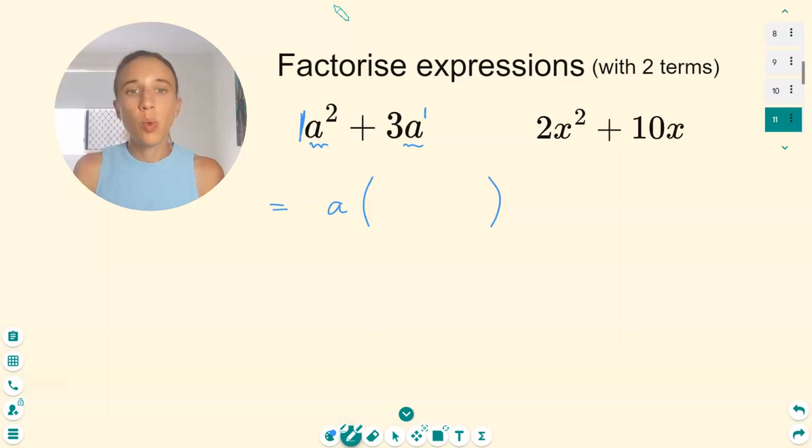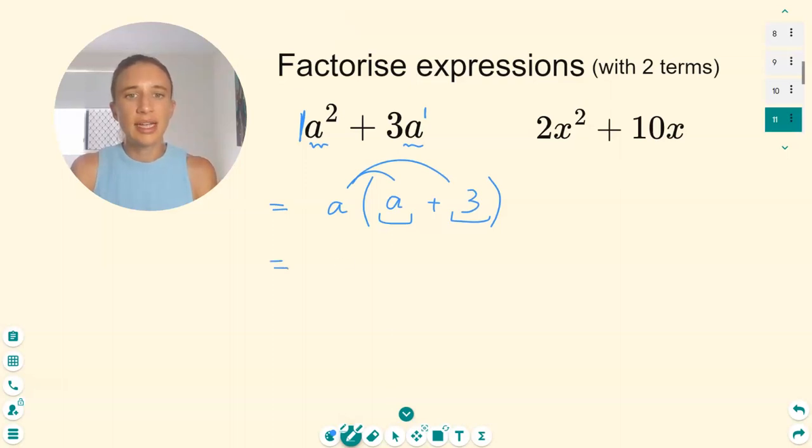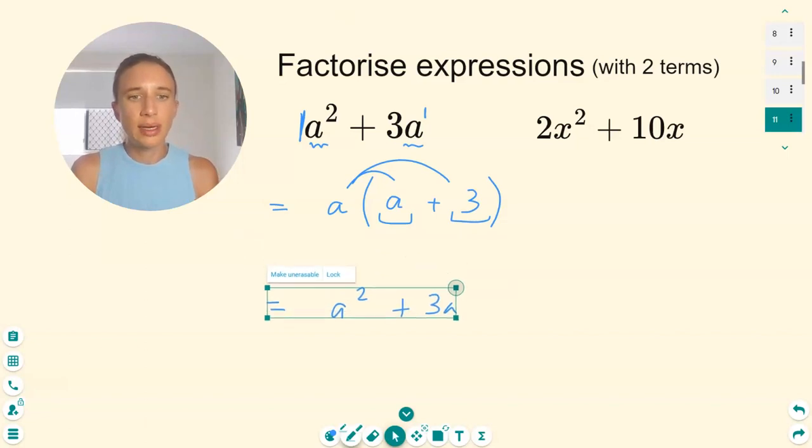So then I look at this. a times what will give me the first term? a times what will give me a squared? a times a. a times what number will give me 3a? Will just be 3. And then try it out. a times a gives me a squared plus a times 3, 3a. If you want, you can write that little step in between.